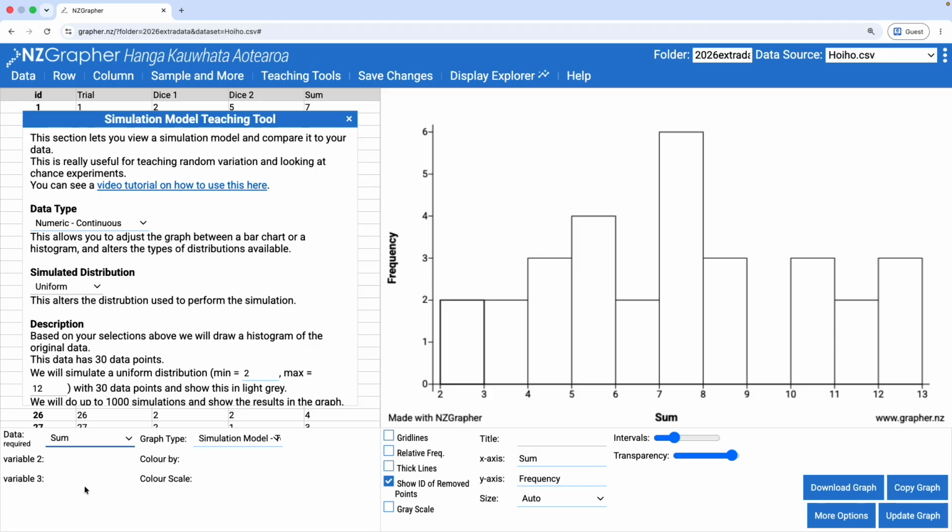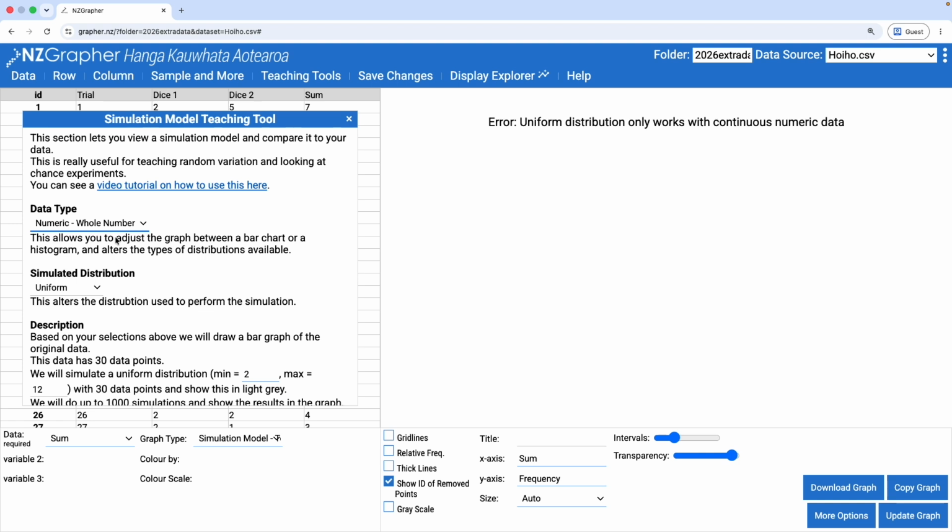Now, theoretically, what would we expect our distribution to look like? What shape? Triangle, absolutely. We would expect it to look like a triangle. But it's not. So, we have not numeric continuous, we've got numeric whole number. And so then what we want to do is look at what distributions could fit. So, our simulated distribution, we've tried with uniform, but uniform only works with continuous data. Same with triangular and normal. So we'll try the Poisson.